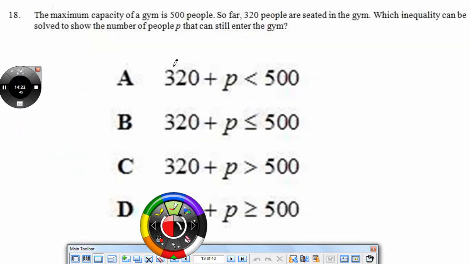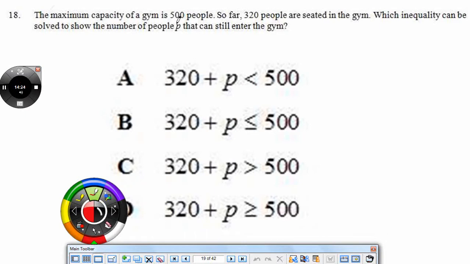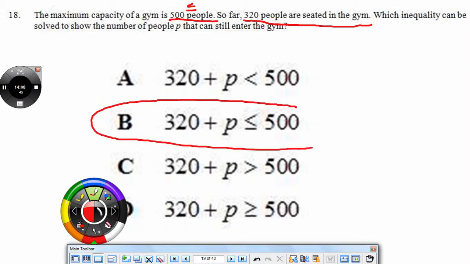Okay, this one is 500 people they can hold, so that's less than or equal to. And then so far they have 320 people in the gym. So 320 plus however many other people want to enter has to be less than or equal to 500.